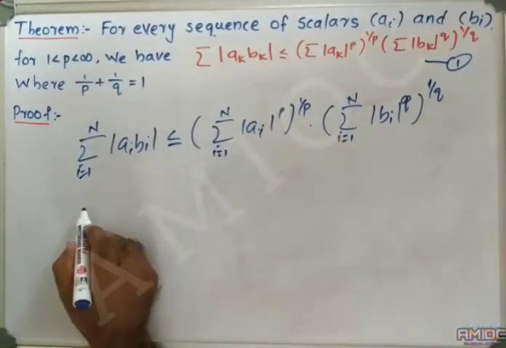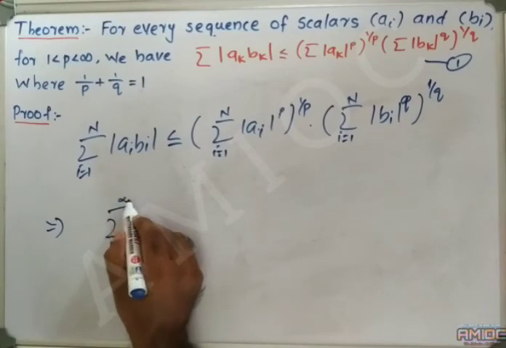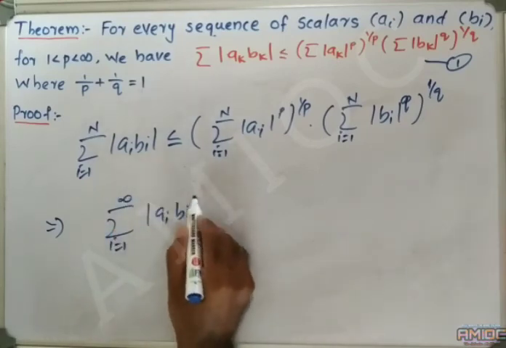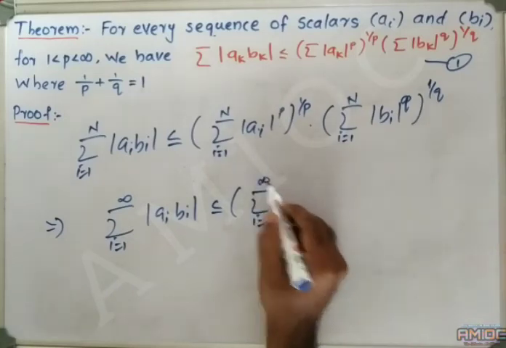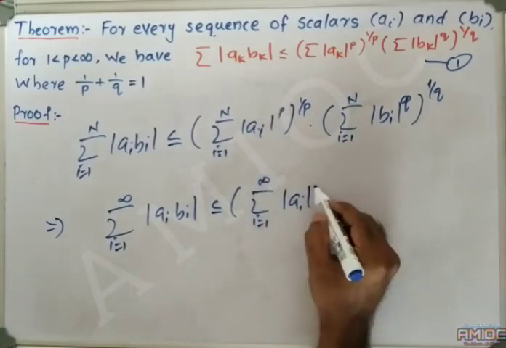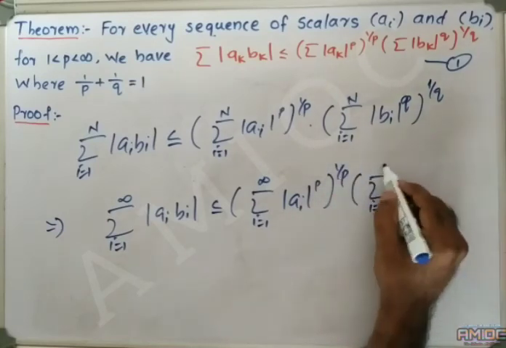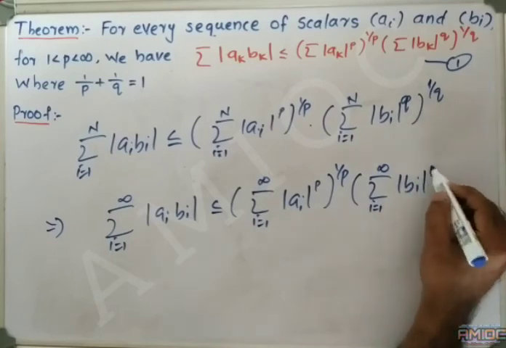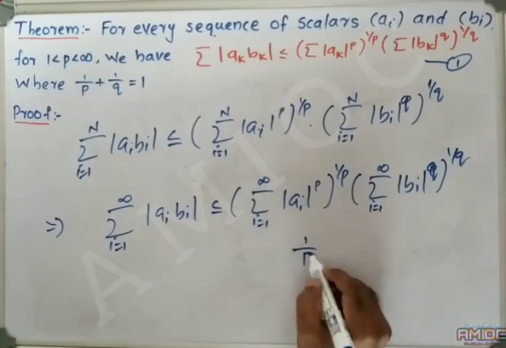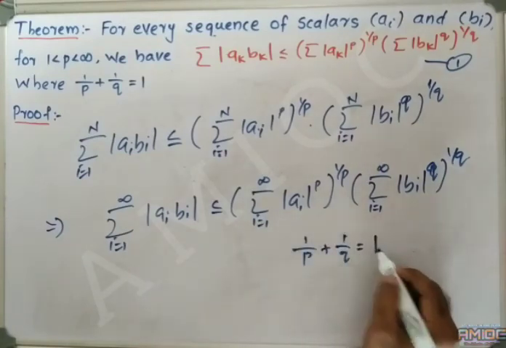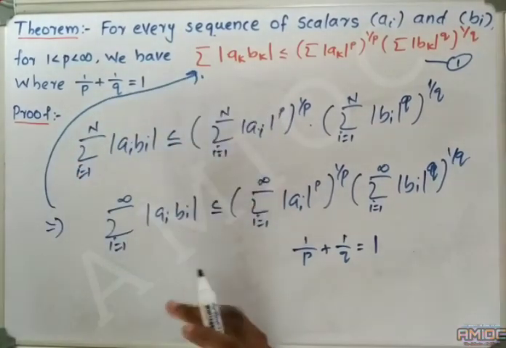Hence as n tends to infinity we get the same inequality. So this implies summation i from 1 to infinity of modulus of ai bi is less than or equal to summation i from 1 to infinity of modulus of ai power p, all raised to 1 by p, into summation i from 1 to infinity of modulus of bi power q, all raised to 1 by q, with 1 by p plus 1 by q equal to 1. Hence our proof. So we show this inequality by the graphical method.